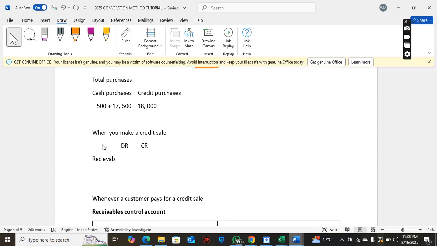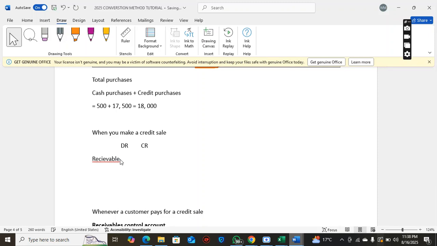Whenever you make a credit sale, according to the accruals concept, even though money hasn't been traded, you're still going to record. It's like you've acquired an asset now. Someone is owing you money. Increase in an asset, you debit. So we debit the receivable. And then what are we crediting?